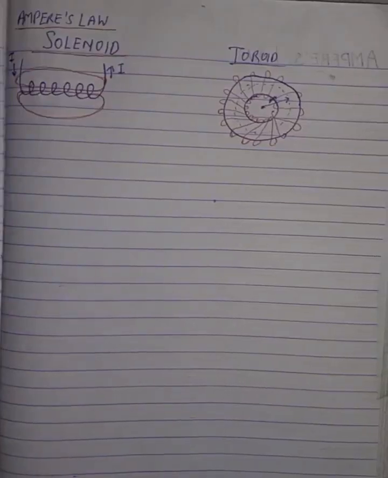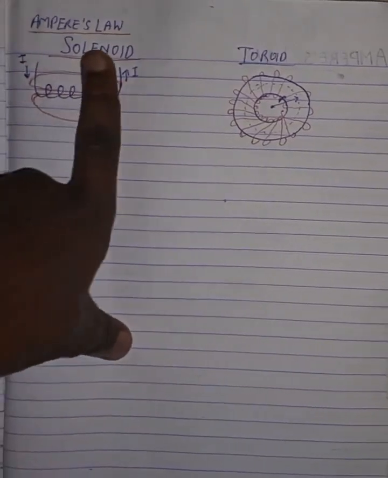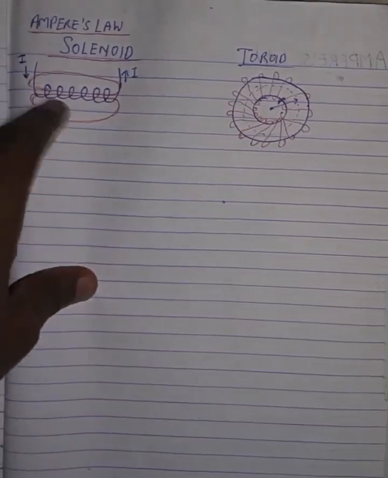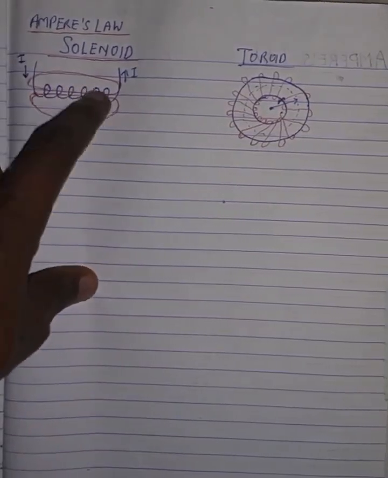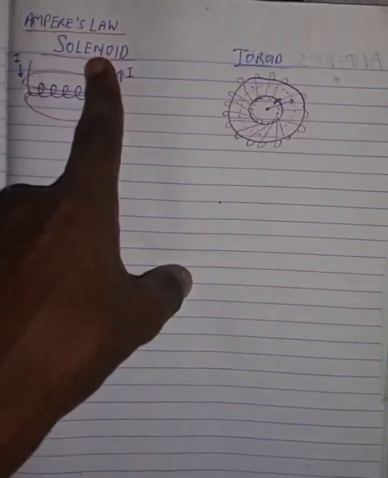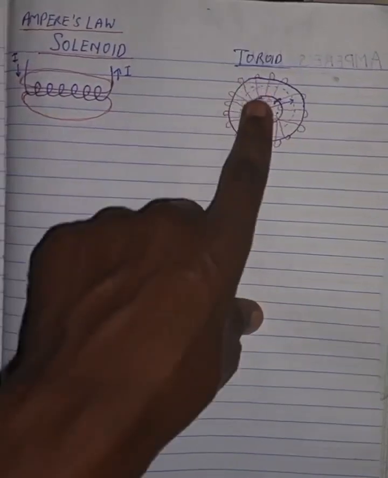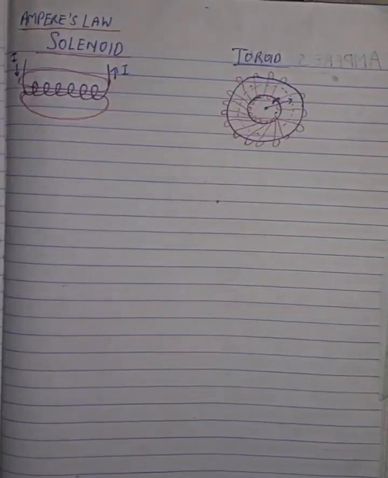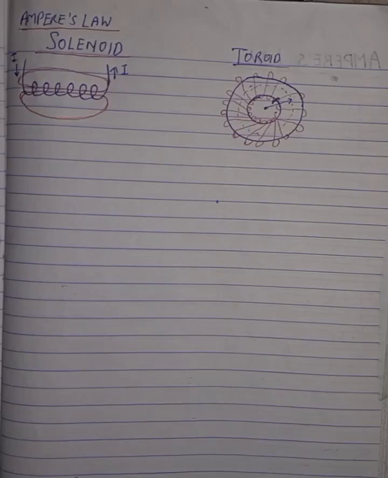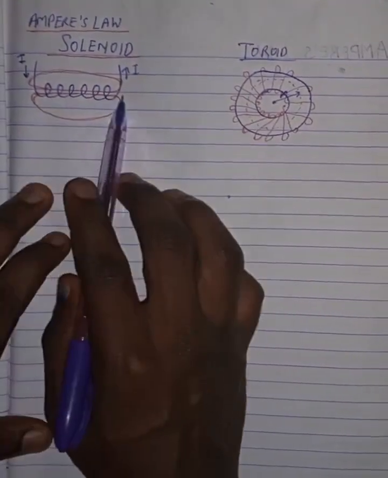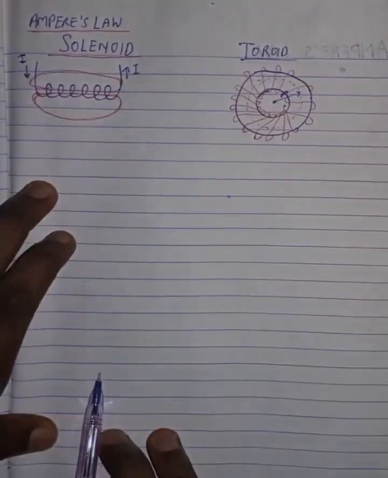So let's look at the magnetic field due to a solenoid and a toroid. A solenoid is a loop of wire in this manner, but a toroid is a solenoid wrapped in the form of a donut. Now let's look at the magnetic field. There's something I want to tell us. For a solenoid, the magnetic field is very strong at the center compared to the outside.